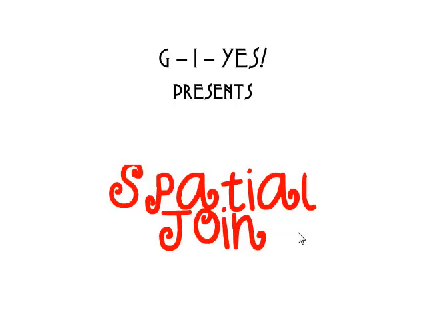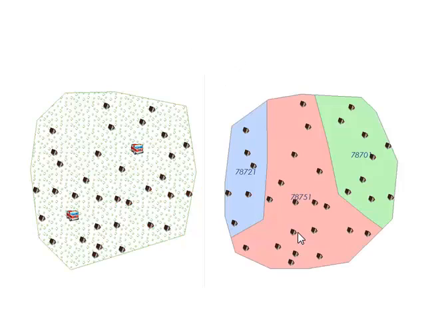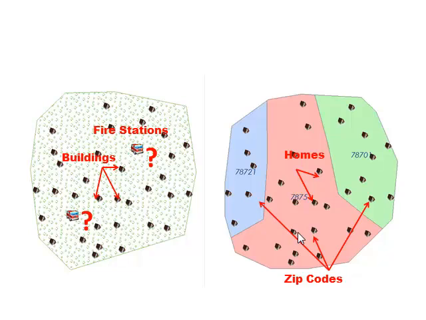AS presents All About Spatial Join. Sometimes we want to know how many buildings are closest to each fire station. Or what if we want to know how many homes are in each zip code? Well, to answer these questions, we can use Spatial Join. Here's what you need to know.